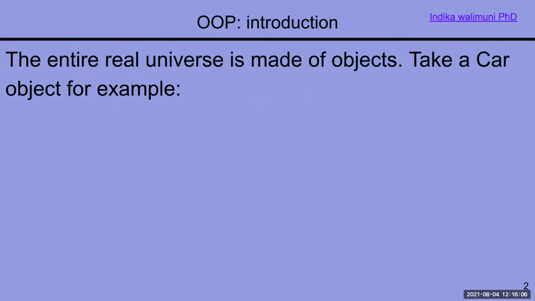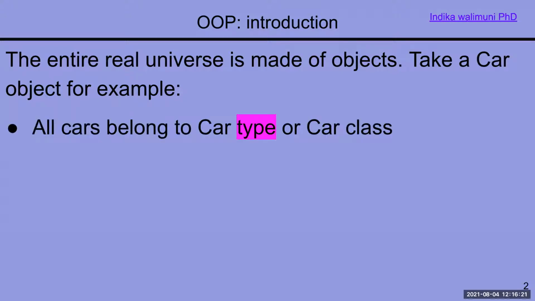Before we get into the details of OOP, object-oriented programming, let's take a look at a real-world object. Okay, so let's take a car object as an example. Car as an object. So basically, all cars belong to the car type or car class, and that's how we categorize those objects in English.